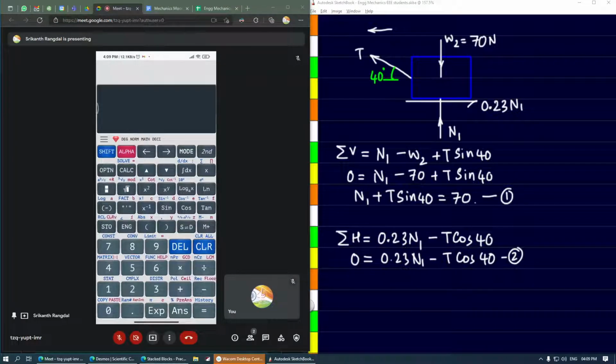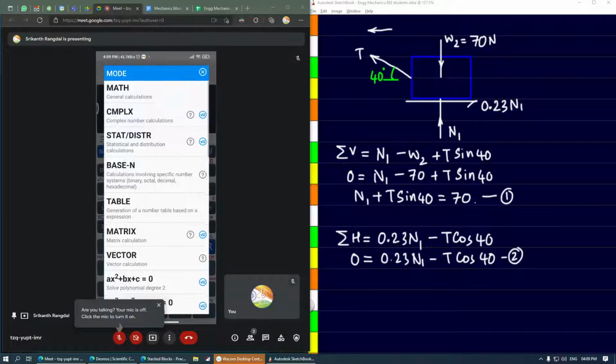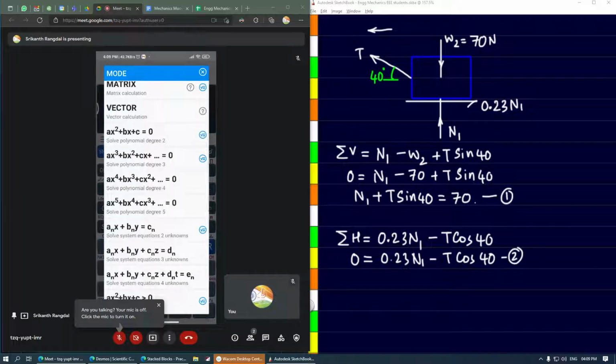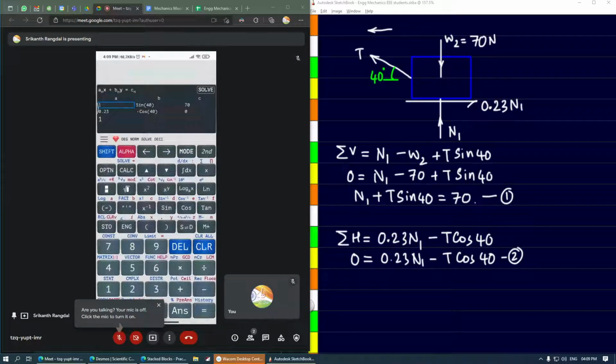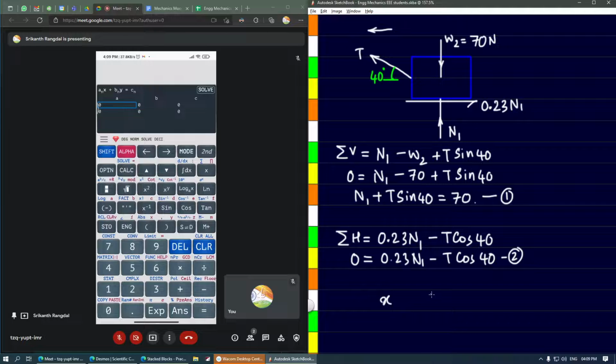Next, we have to use the equation mode to solve these two equations. We have to take the equation x, y, reset all the values. Now we will take N1 in place of x and T in place of y. Okay. So we'll need to find the N1 and T. We'll need to fill the coefficients of N1 and T over here. The first A will be the coefficient of N1 in the first equation, that's 1.